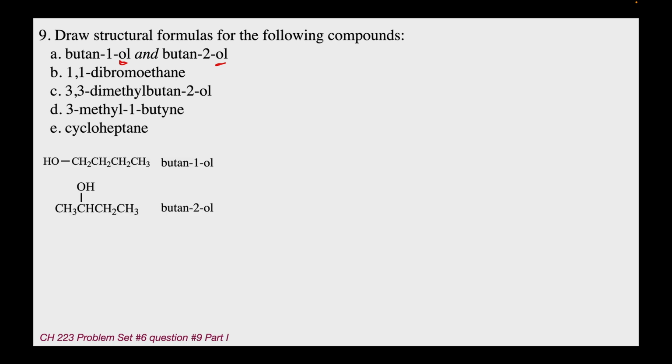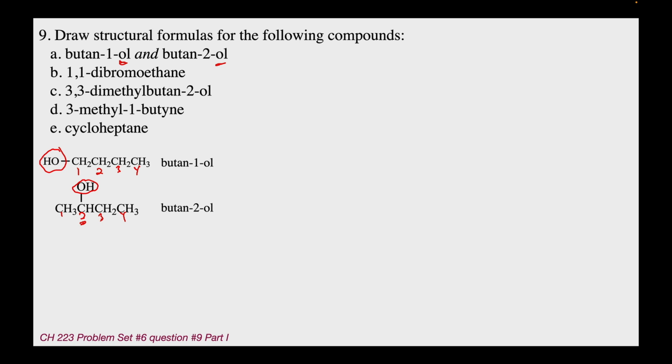So when you draw them out, here are the 4 carbons. 1, 2, 3, 4. 1, 2, 3, 4. And you can see that alcohol group, that's the OL, is off the first carbon in the first structure, and the OH, which is right there, is off the second carbon in the second structure. That's why there's butane 1-ol and butane 2-ol.